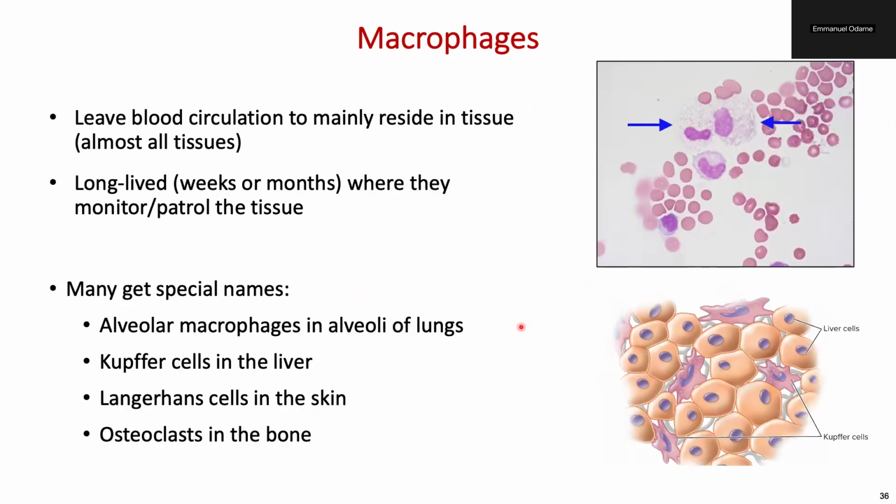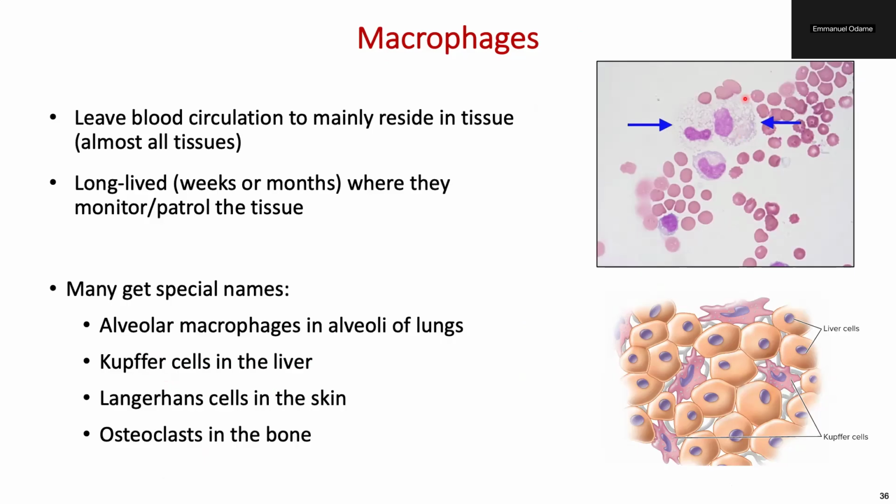When they leave the bloodstream, they mainly reside in tissues, as we've been saying. They live for about weeks to months, where their major role is to monitor or patrol throughout the whole tissue. They come in many types, and for that reason they have different names based on where they are found. For example, we have alveolar macrophages, because they are present in the alveoli in the lungs. Then we have Kupffer cells, which are always present in the liver. And then we have osteoclasts, which are present in the bone.